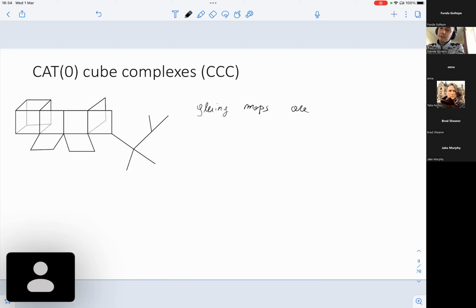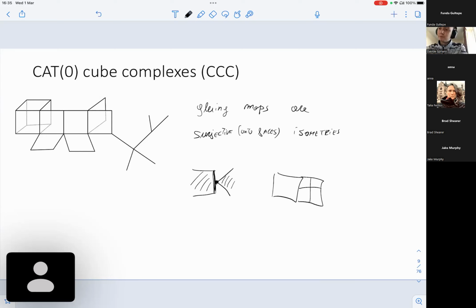are surjective onto faces isometries. So this essentially means that if this is a 2-dimensional square, you are not allowed to glue another 2-dimensional square like so, because the image of this face, which is just a point, is not surjective onto this other face. It just covers the interior, or it cannot be an isometry. For instance, I cannot glue like two. This is not allowed because those cubes, cube number 1 and cube number 2, should have the same.